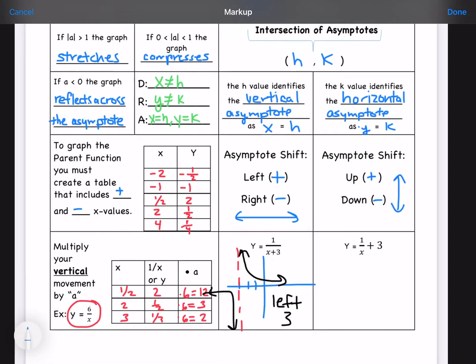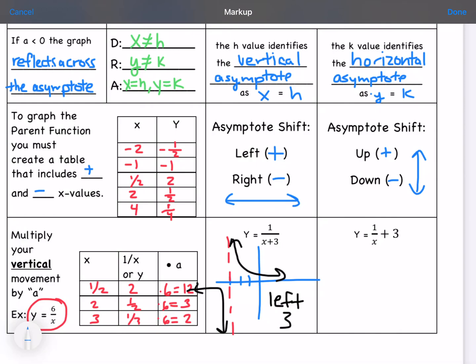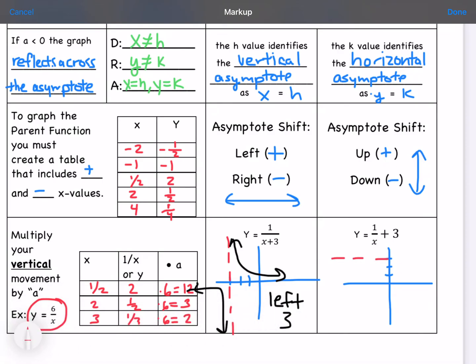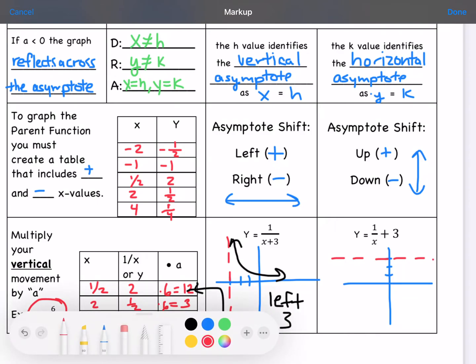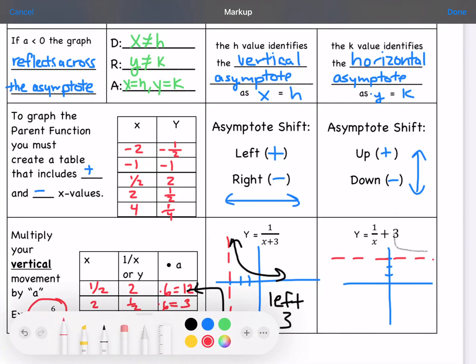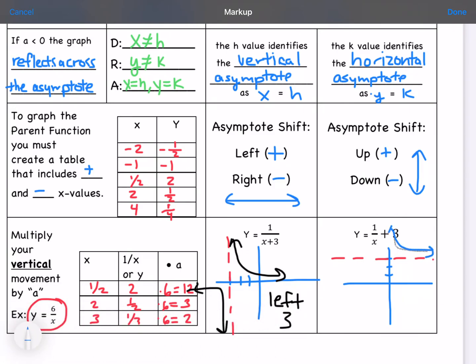Which way does this last one, 1 over x plus 3, shift? Remember, the 3 is outside, so if it's outside, it's going up or down. It's going to go up 3. So our asymptote shifted up 3. And so our graph looks something like this. Moved up 3.